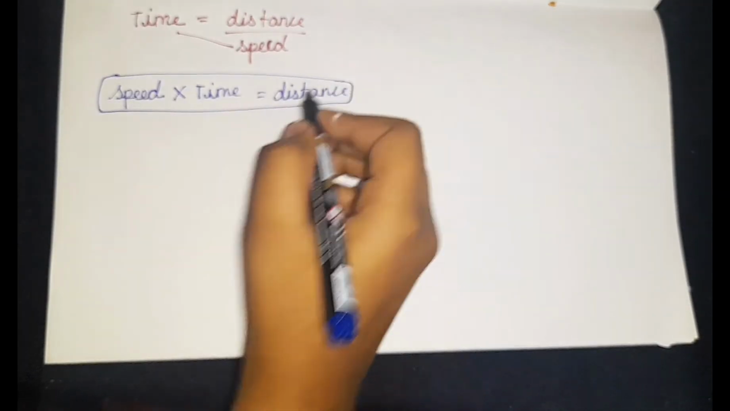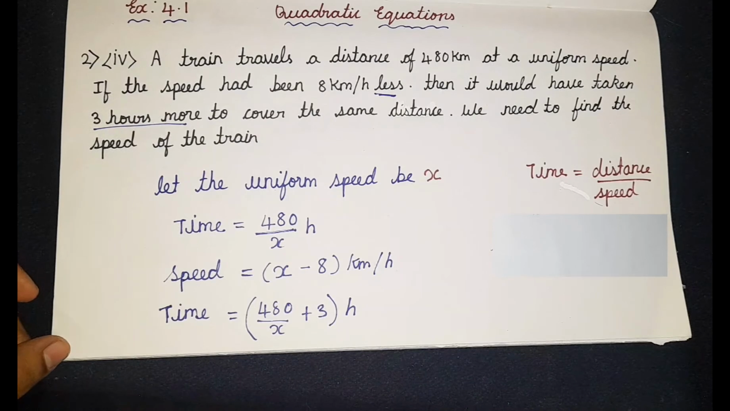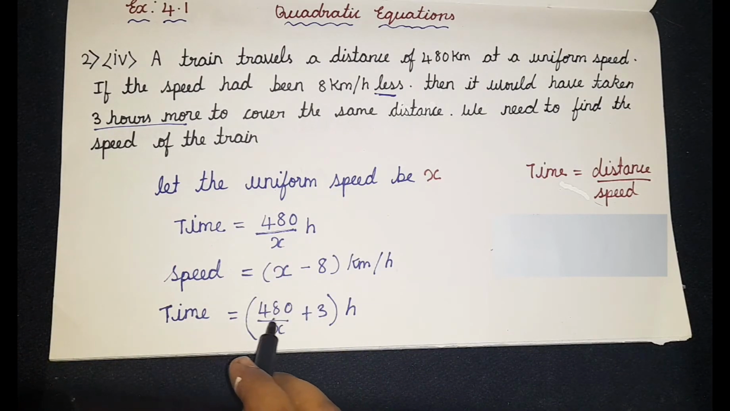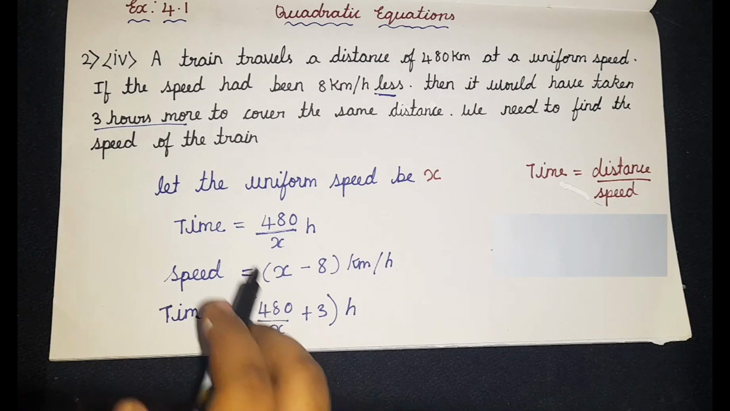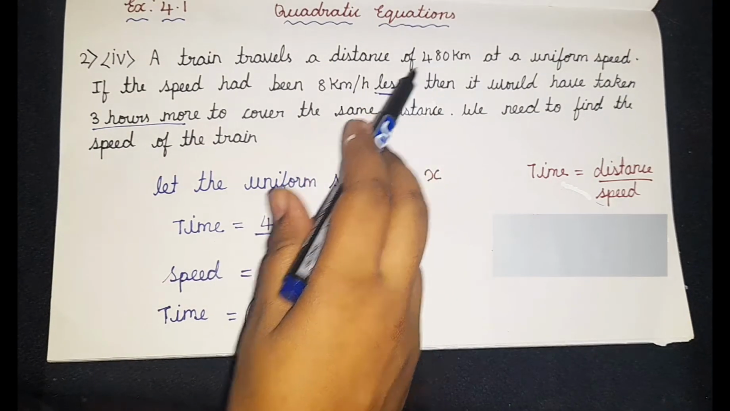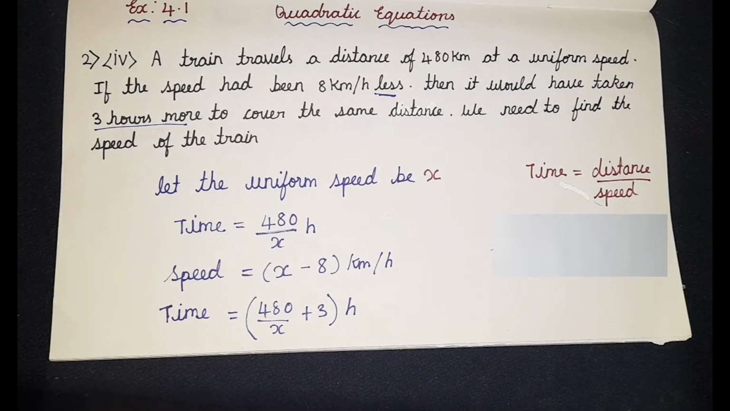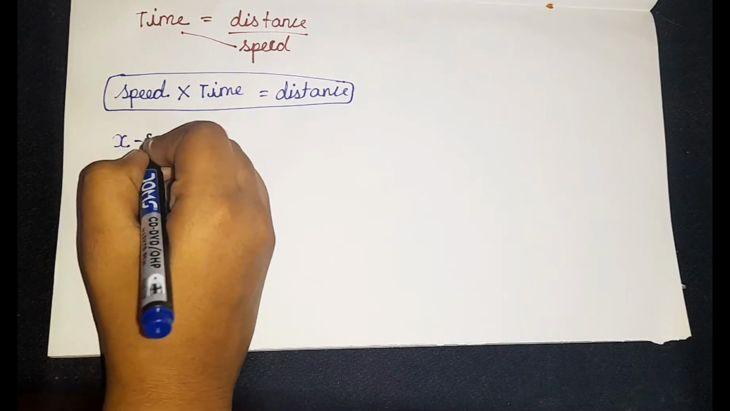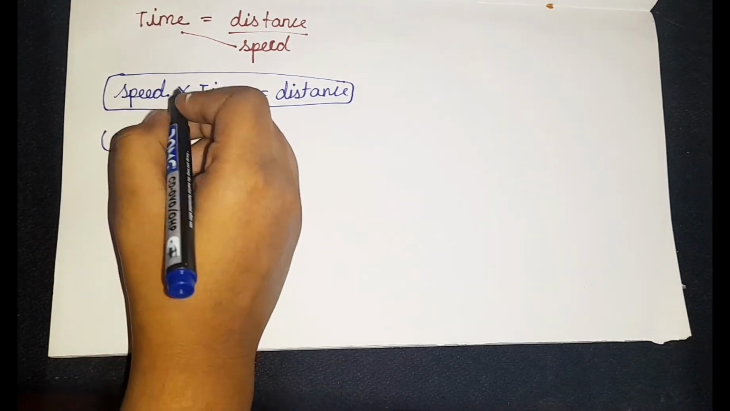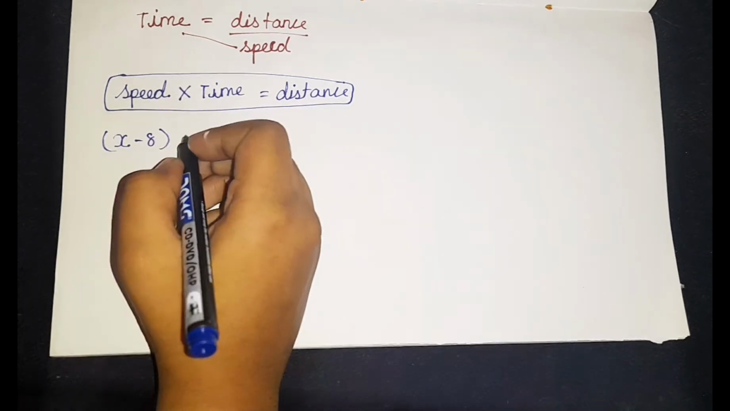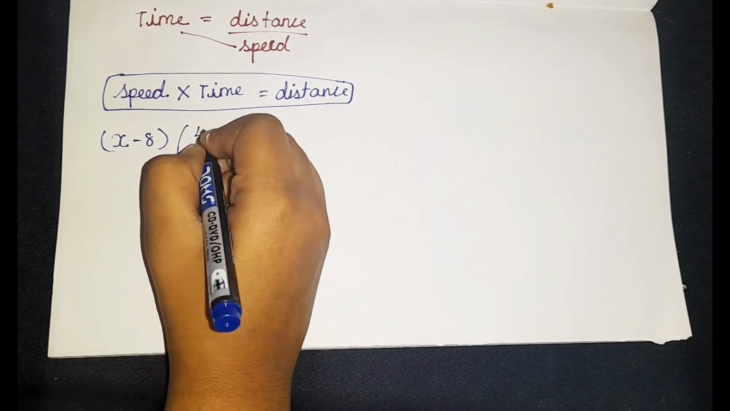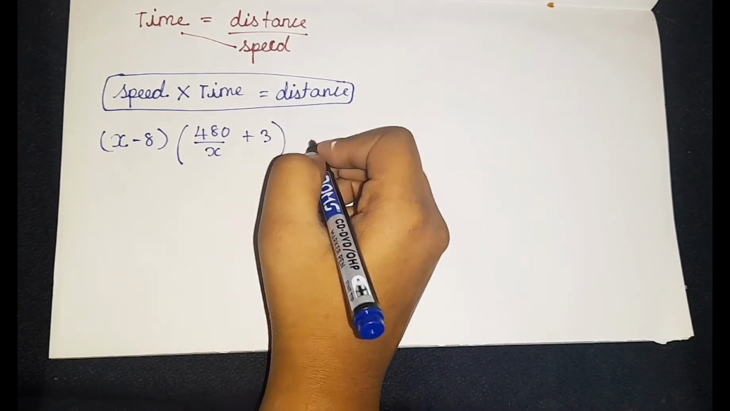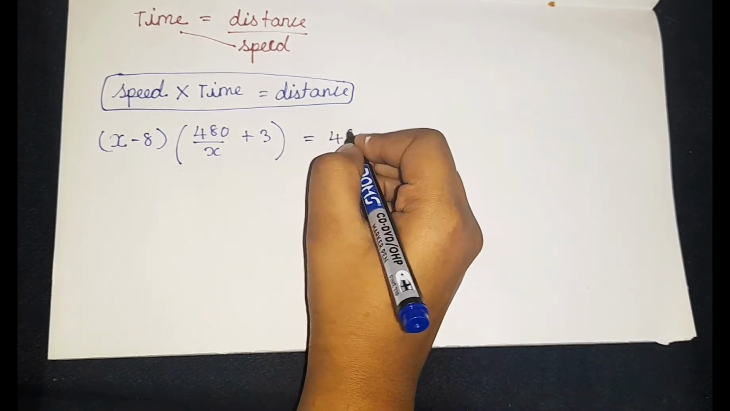As you guys know, the speed value is x minus 8 and the time value is 480 by x plus 3, and the distance value is 480 kilometers. So we are going to be applying these values. The speed value was x minus 8, we shall write it in bracket, because here it is multiplication. And the time value was 480 by x plus 3, close the bracket, is equal to distance, which was 480.